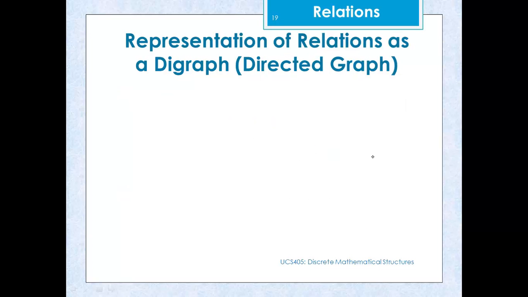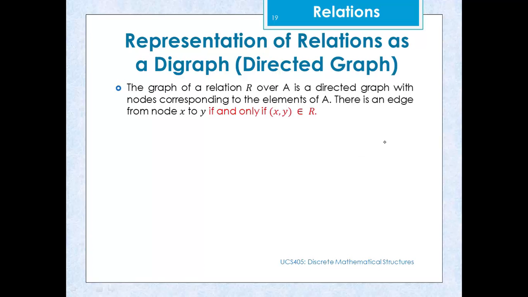Let us move to the next term, that is representation of relations as a digraph. The graph of a relation can be defined as a directed graph having nodes that correspond to the elements of set A, and the edges between two nodes will be there only if an element X is related to element Y, otherwise the edge will not be there. And if we have an edge of the form x comma x, this can be represented as a self loop. So let us see some examples of it.